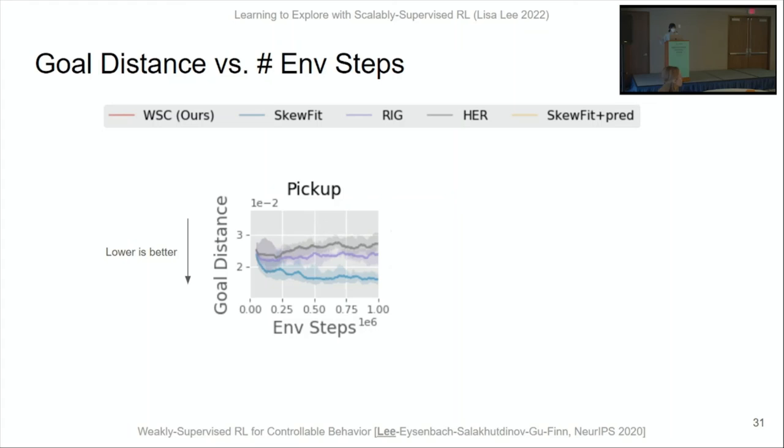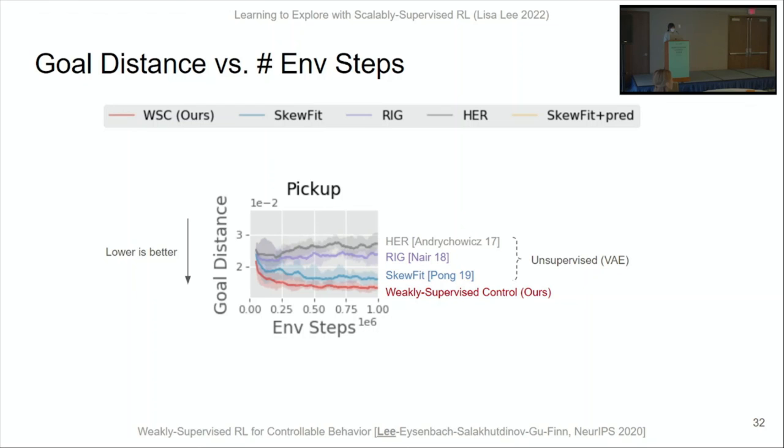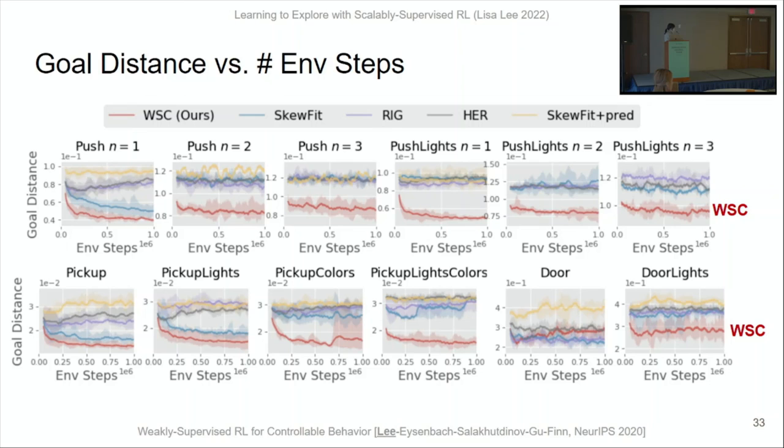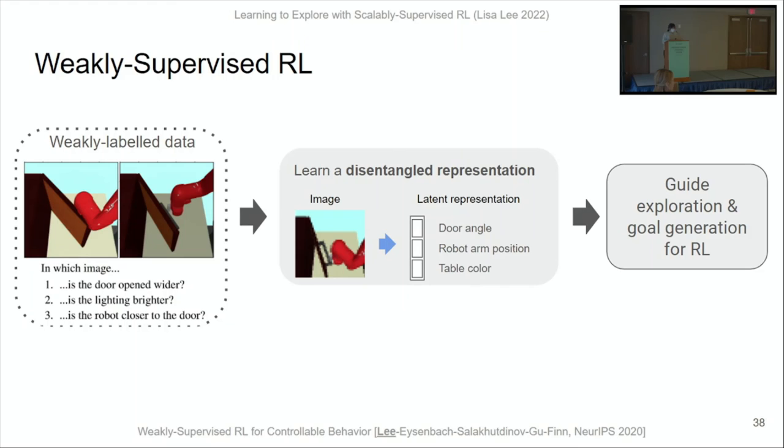We plot the performance of prior work, which used an unsupervised VAE representation to do goal sampling and define the goal distance function. And the red line is our weakly supervised method. It learns faster than the baselines and achieves better performance at convergence. And across a wide range of tasks, we found that our method consistently outperformed prior methods in both performance and learning speed. The reason for this gap is that the learned disentangled representation allows the agent to do directed learning that is much more efficient than purely unsupervised exploration. To summarize, we proposed weak supervision as a way to scalably introduce structure into goal-conditioned RL and enable much faster learning.